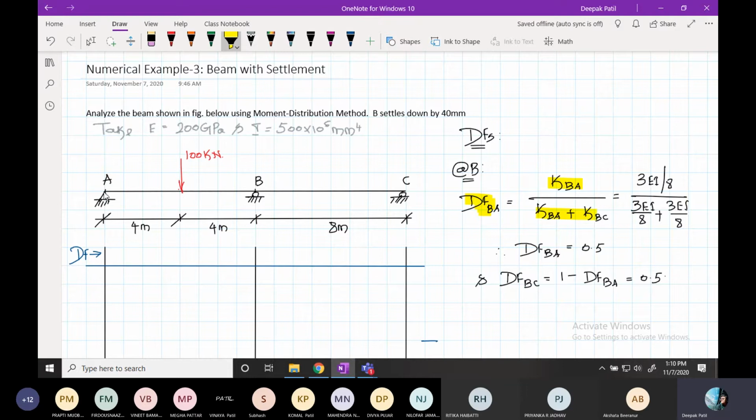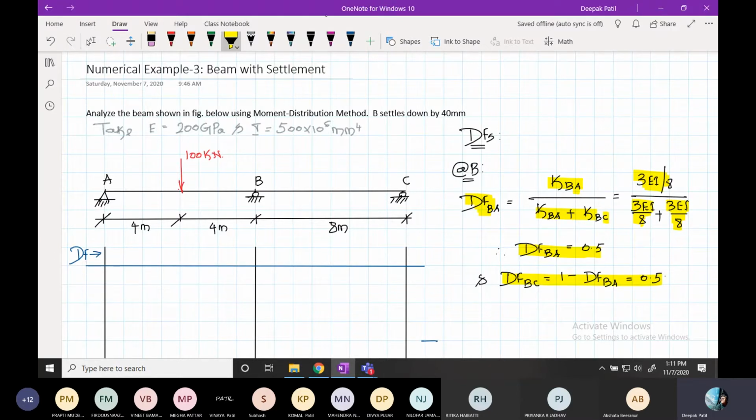For KBA, the second letter A is a pin support, so you should use the 3EI by L formula. So 3EI by 8, and this also will be 3EI by 8. In KBC, the second letter C is a roller support, then also you have to use 3EI by 8. So you'll get distribution factor BA as 0.5. And distribution factor BC is simply 1 minus distribution factor BA, which is 0.5. So you have found the distribution factors of BA and BC easily.